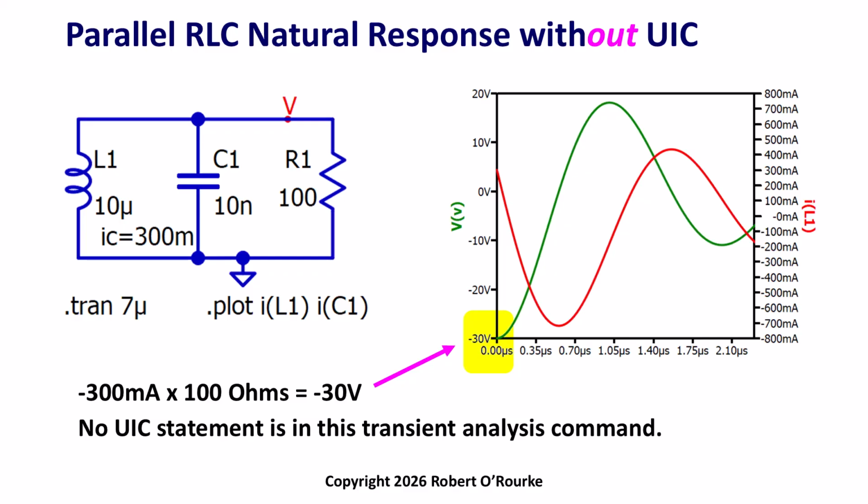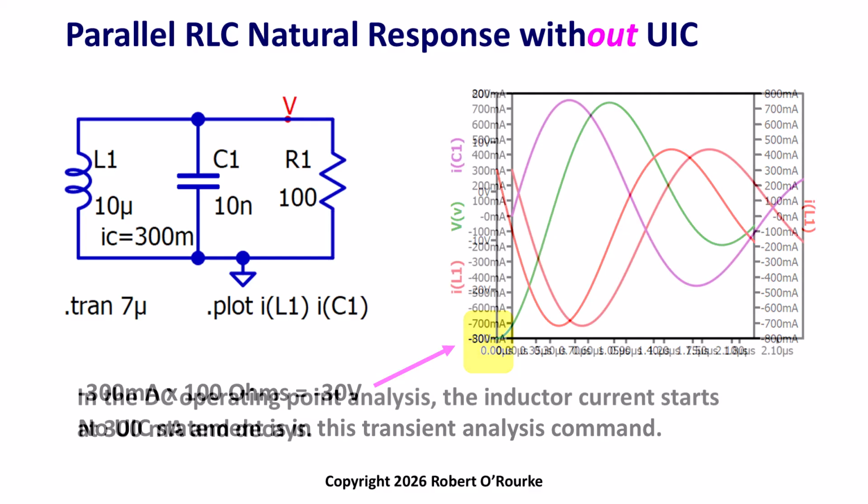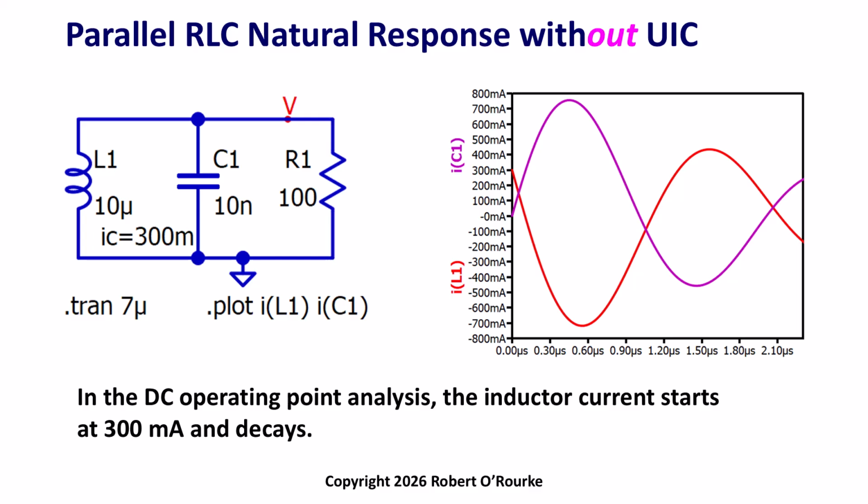300 milliamps of resistor current flowing against the voltage reference direction times 100 ohms equals the minus 30 volts starting value of the green voltage signal in the graph. This QSPICE simulation is correct, but without the UIC statement, the simulation does not capture the circuit theory of this natural response due to the instantaneous initial condition inductor current.